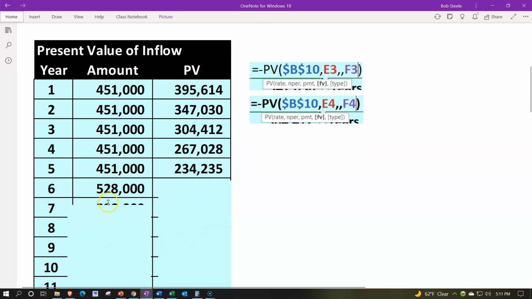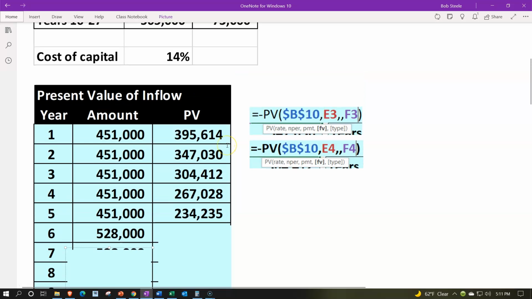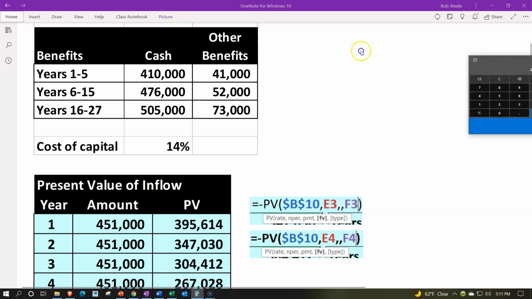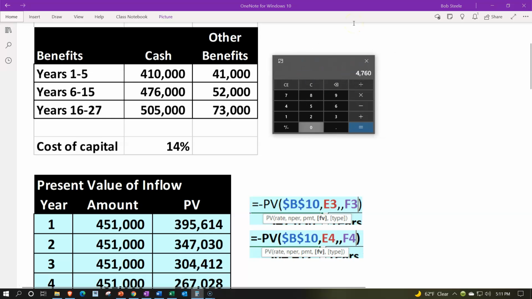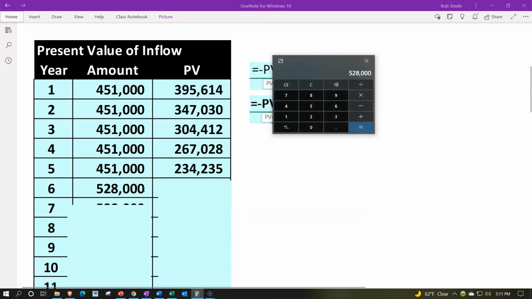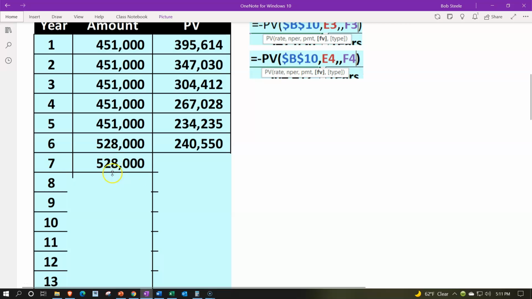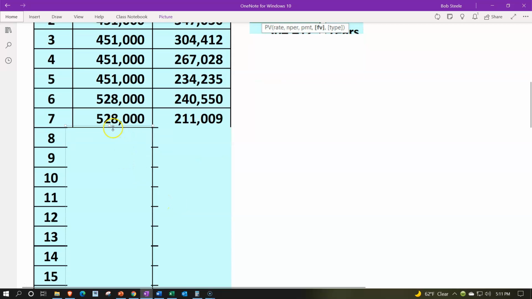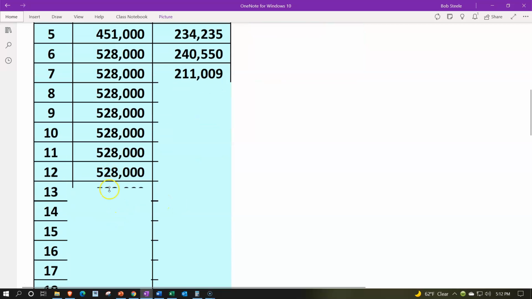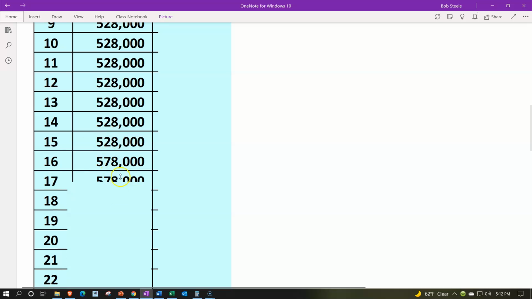Then we're on a different number down here. So obviously the present values are going down as they're going to be further out into the future because of the present value. Then we're now on the second tier, which we could pull up the trusty calculator. We got the 476,000 plus the 52,000. That's going to give us our 528. Discounting that back at the 14%, 6 years out gives us the 240,550. If we discount 7 years out, the 528, we're going to get the 211,009, and so on and so forth until we get down here to where we at now, where this thing's changed.